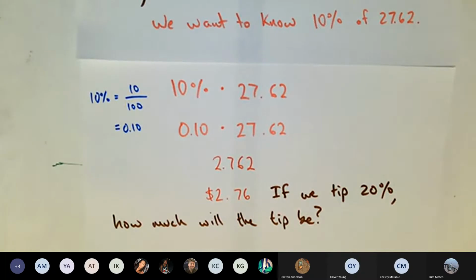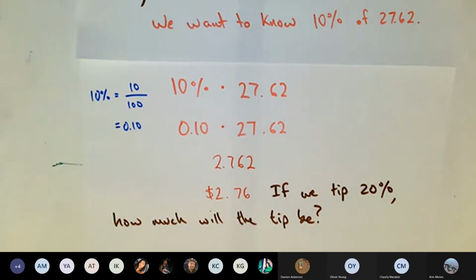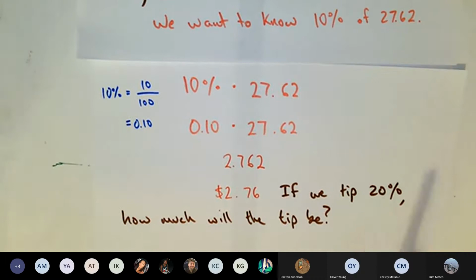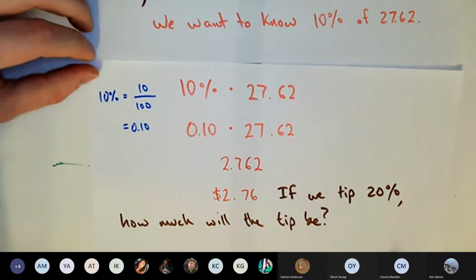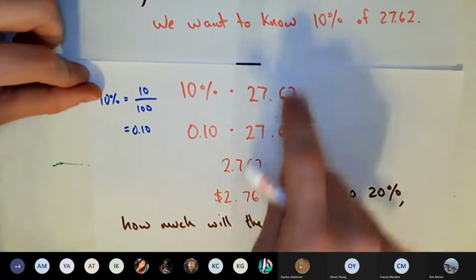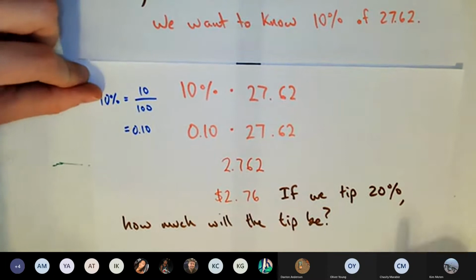So if you've got the intuition for what's going on here, you're probably thinking, well, that's 10%. And I want to do 20%, so can't I just double it, right? Can't I just double it? Well, the answer is yes, but let's see what happens when we set this problem up the same way that I just solved the 10% problem.